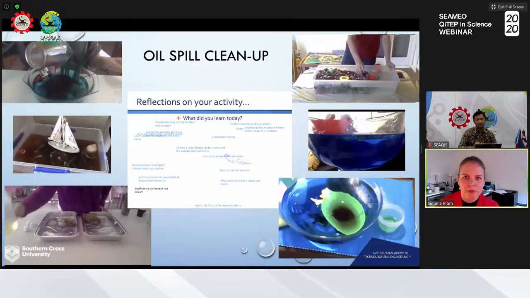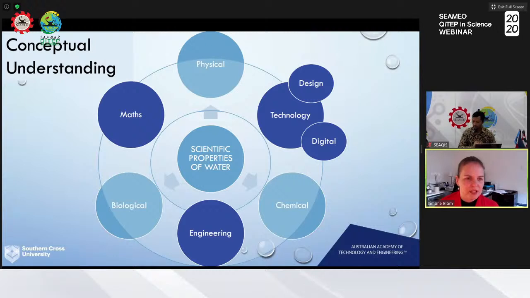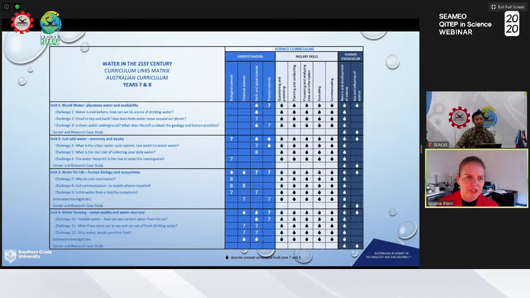So an important part of STEM is obviously looking at the science, technology, engineering, and maths concepts. So with the science of water, we're looking at the chemical, biological, and physical aspects. In technology, we're looking at the digital and design aspects, as well as engineering and maths. And it's important you map these out. So in the Australian curriculum, we've mapped it out for year 7 and 8 as part of the module, and you'll see there we've got the different sciences, the science inquiry skills, and also the science values.